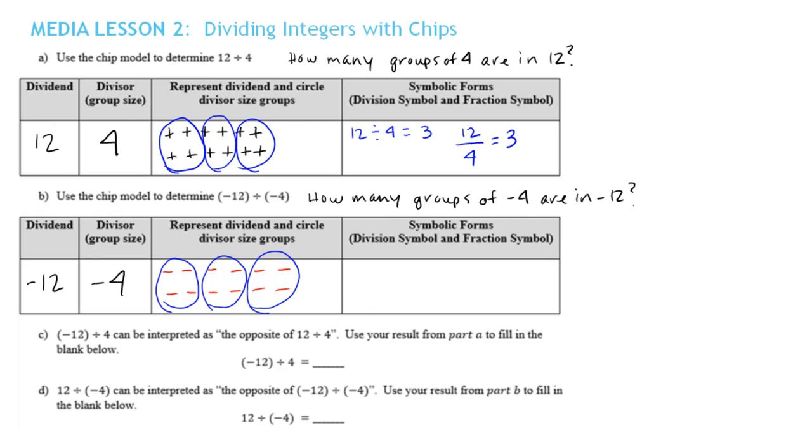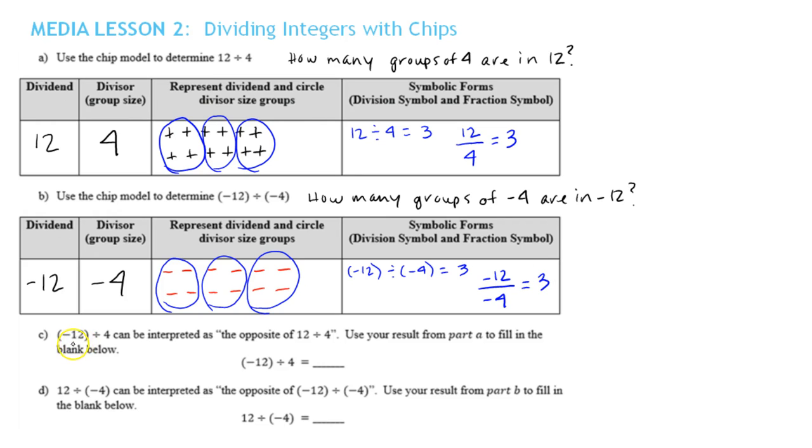So again, like the last problem, negative 12 divided by negative 4 is 3. There are 3 groups of negative 4 in negative 12. Or we can write in fraction form, negative 12 over negative 4 equals 3. Now let's look at the next 2 problems.